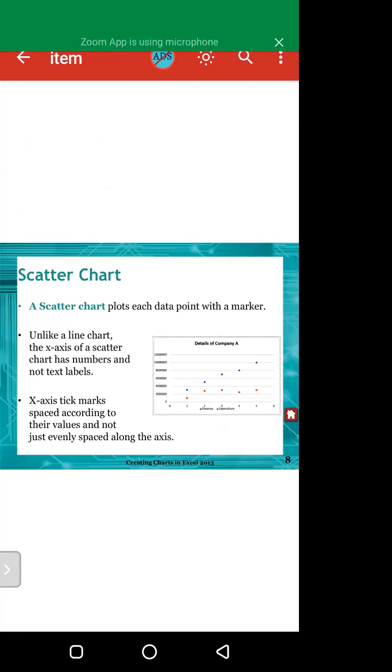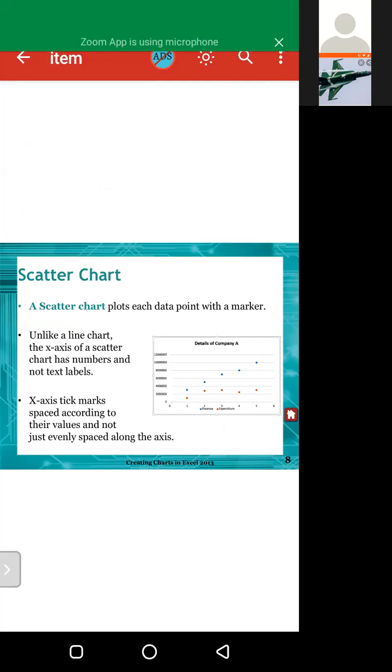Scatter chart. A scatter chart plots each data point with a marker. Unlike a line chart, the x-axis of a scatter chart has numbers and not text labels. X-axis tick marks are spaced according to their values and not just evenly spaced along the x-axis.